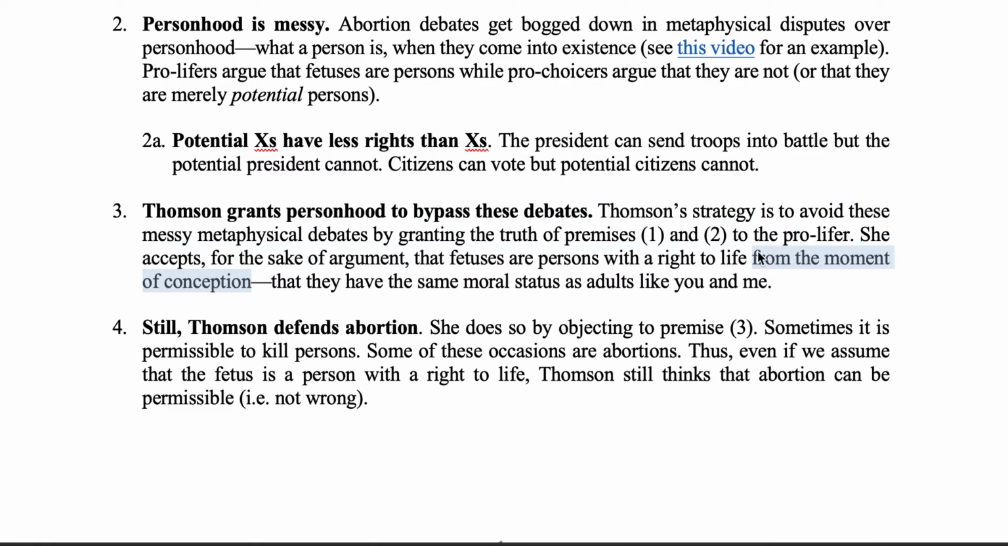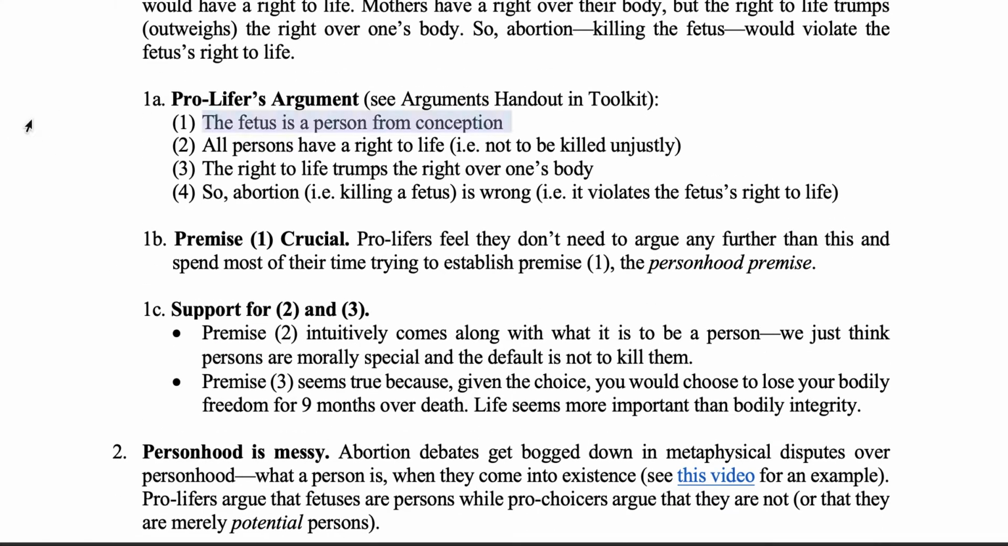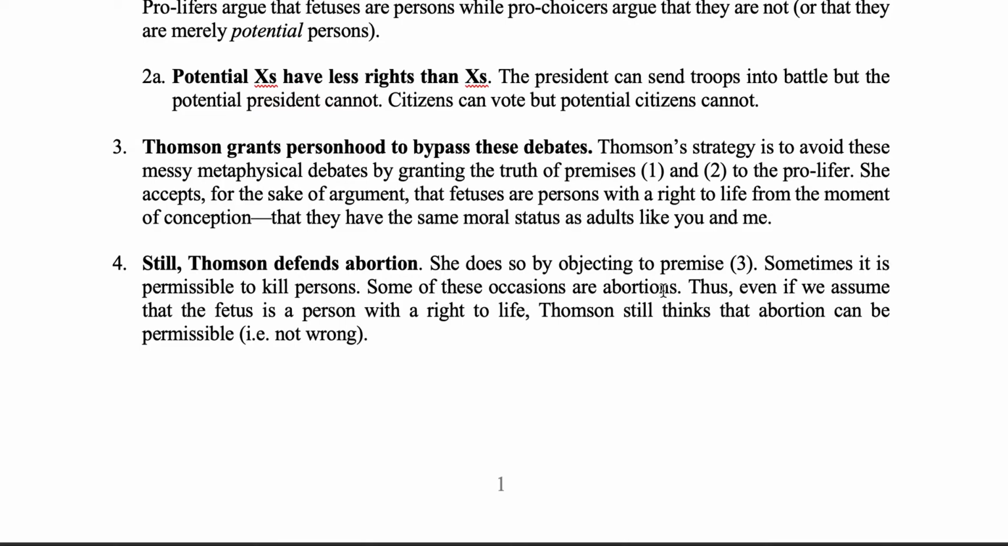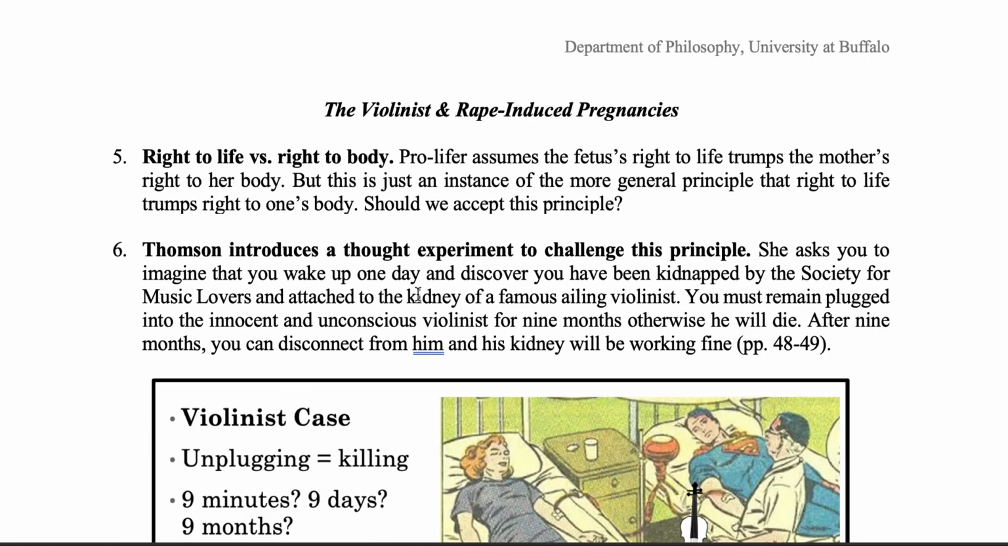Okay, so she doesn't even want to ask this question about when can you do an abortion, right? It's just like from the moment of conception, they're a person with a right to life. Okay, they have the same moral status as me and you. She's granting that, and she's still going to try to argue that abortion can be okay, can be permissible. All right, and obviously she does this by rejecting premise 3, because that's the only thing left. This and this are granted as true, so she needs to argue that this is false so we can avoid getting this conclusion. Right? So let's see how she does that.